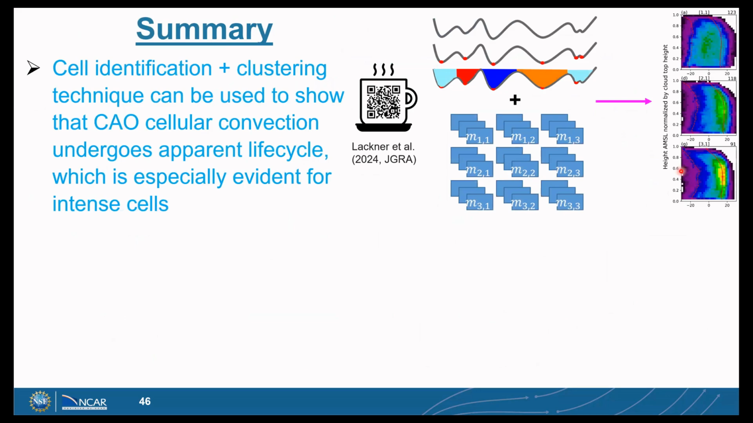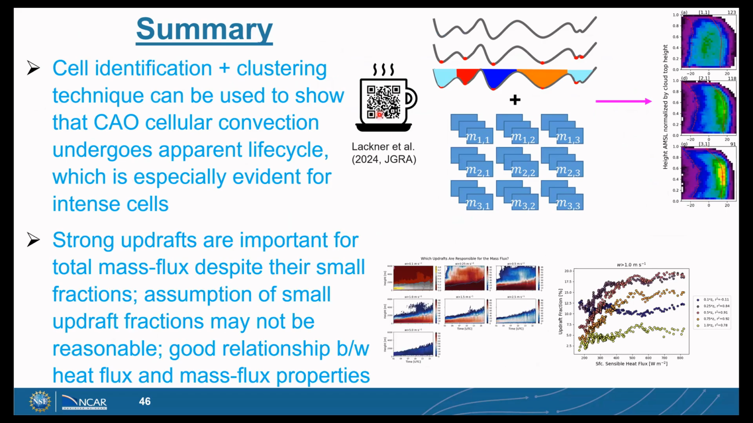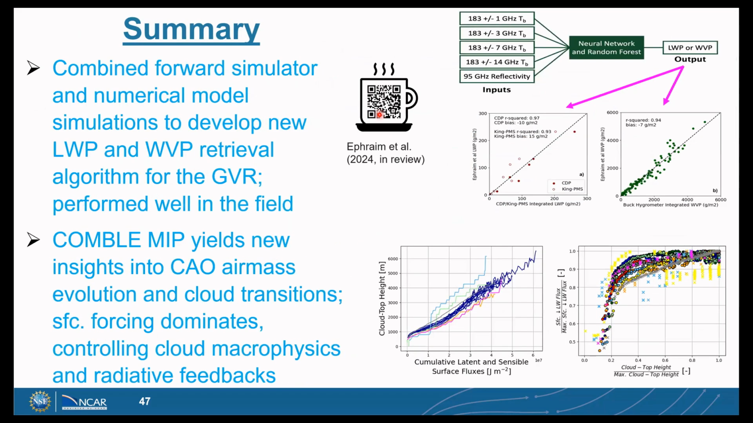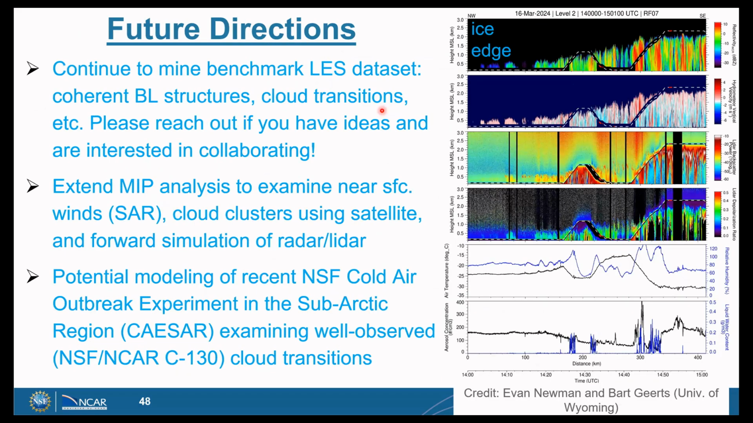Okay, so finally to the summary. I'm probably just going to skip over this because you've already seen it. But if you're interested, I'm happy to send links to the papers. So just the last slide on future directions. Obviously, we want to continue to mine this benchmark LES data set that we have. There's a lot there, and a lot of interest to me: coherent boundary layer structures, cloud transitions. And if you have ideas or are interested in collaborating, please let me know.